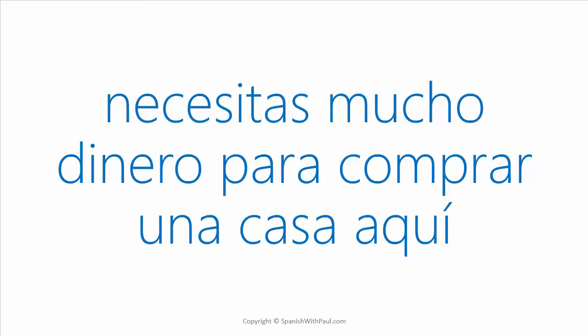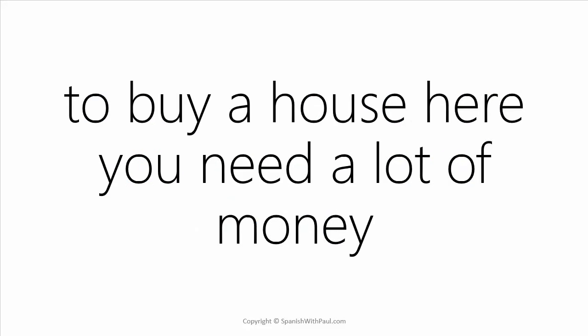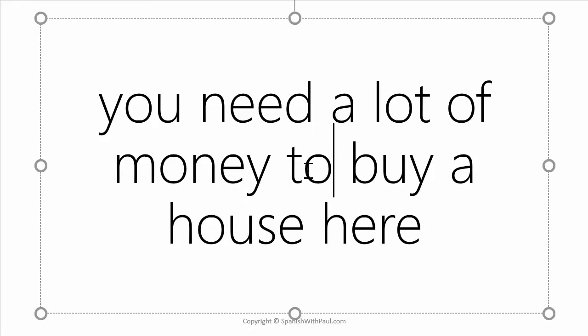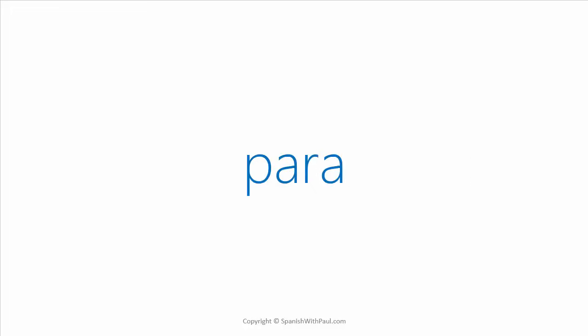So you can see that it doesn't matter if the to comes up the front, for example here, to buy a house, or if it appears in the middle of a sentence, such as here in this example where we switched it. Whenever to in English implies in order to, you will throw in the word para in Spanish.